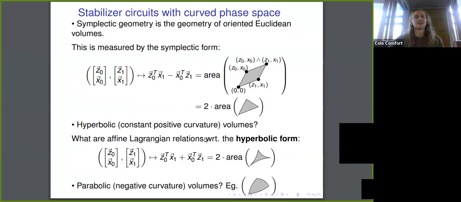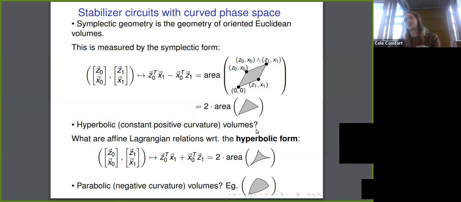Oh yeah, and I said that symplectic geometry preserves these oriented Euclidean areas or volumes. Because you take these 2 points, the symplectic form gives you the area of this parallelogram, where this point here is the wedge product of the 2 points, which is equivalent to 2 times the area of this triangle. So you can ask similar questions. What are the similar string diagrams? What are the relations between the string diagrams if you change the notion of volume?